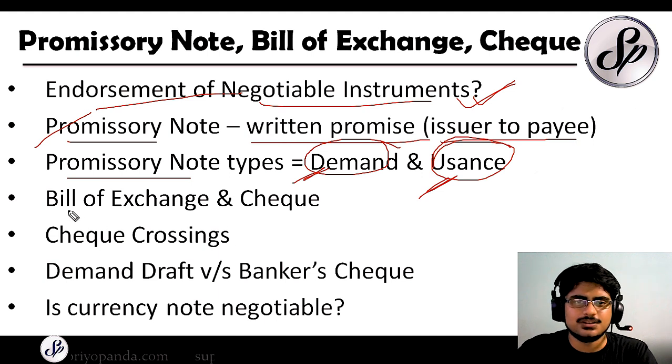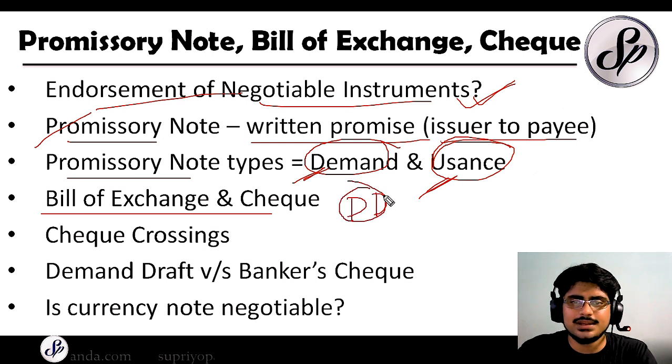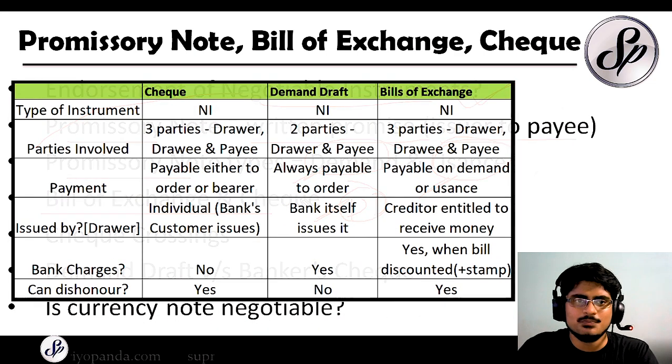And then we have the bill of exchange and the check, and also something called a demand draft, a DD. Now a demand draft is actually something which is said to be the safest kind of negotiable instrument, because a demand draft can never be dishonored. So that's a very important thing. Let's just see the difference. So these are the three important instruments. So there is a check, the demand draft and the bills of exchange.